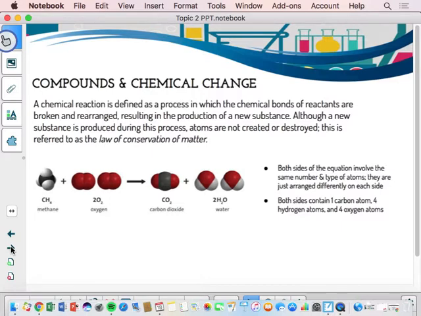So it says compounds and chemical change. It says a chemical reaction is defined as a process in which the chemical bonds of reactants are broken and rearranged. This results in production of a new substance. So remember last week or whatever it was, we talked about chemical reactions. That was this week. And remember there were 5 different things that would make up a chemical reaction, or we would know that a chemical reaction happened. Do you remember some of those things?